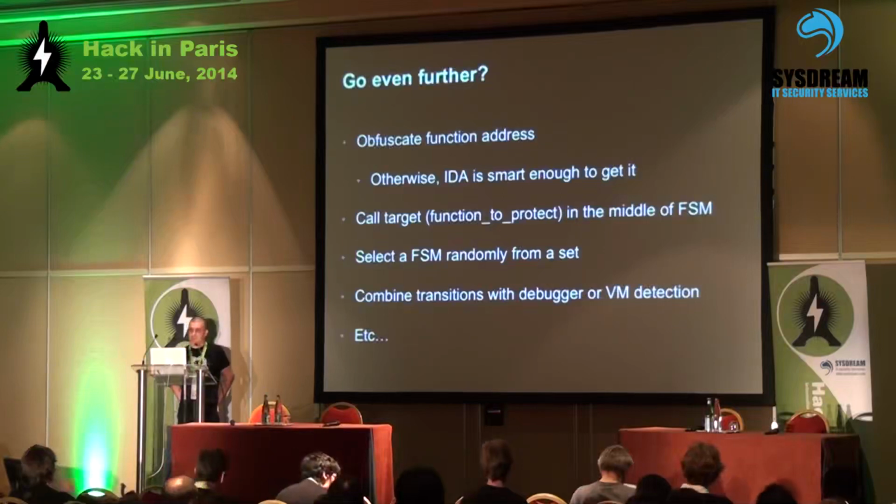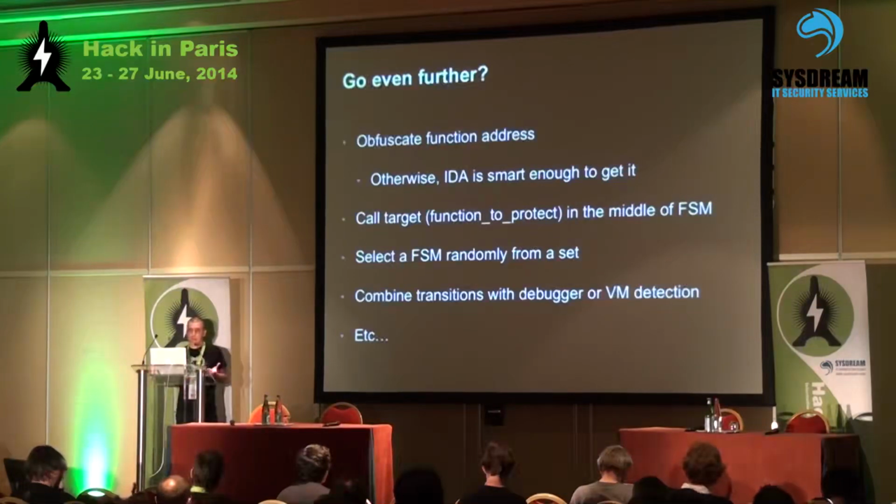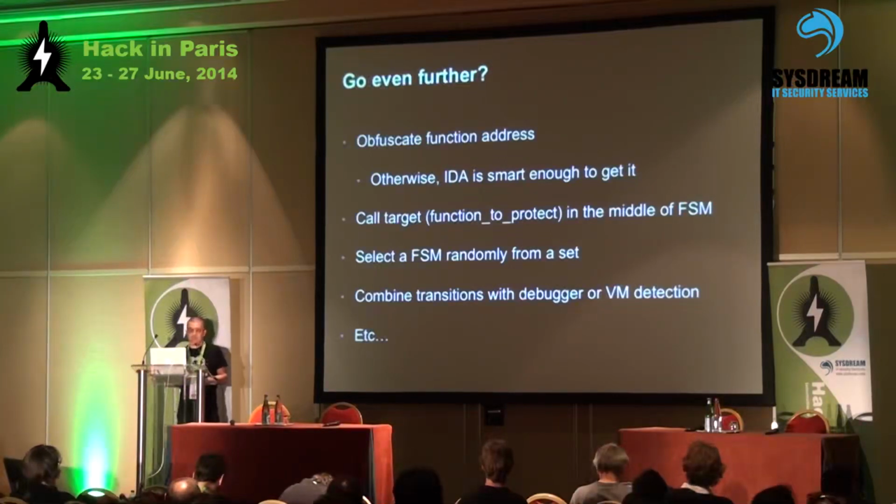Something interesting with finite state machines is that you can combine transitions with values like debugger detection or virtual machine detection. So in a transition, when you execute the finite state machine, if it detects that a debugger, for example, is running, it will follow a different path in the finite state machine, and you can enter an infinite loop, for example, or something like that.